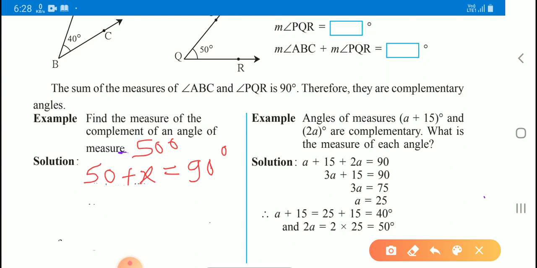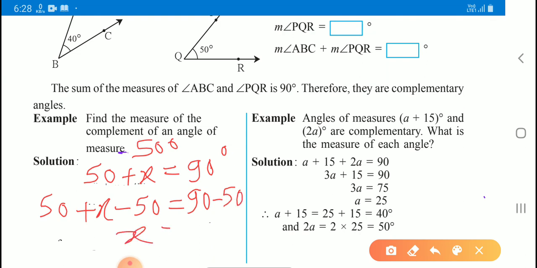Now we want to find the value of X. So we have to subtract which number? 50 from both the sides. 90 minus 50. Now 50 minus 50 is 0. Then X is equal to 90 minus 50, which means 40 degree. Okay, do you understand this? 40 degree means the measure of the complement of an angle of measure 50 degree is 40 degree.